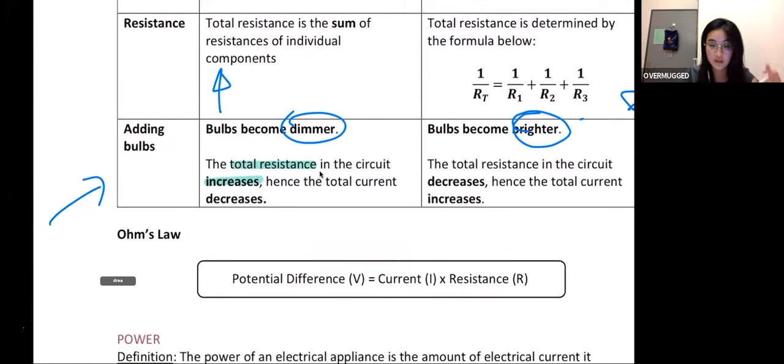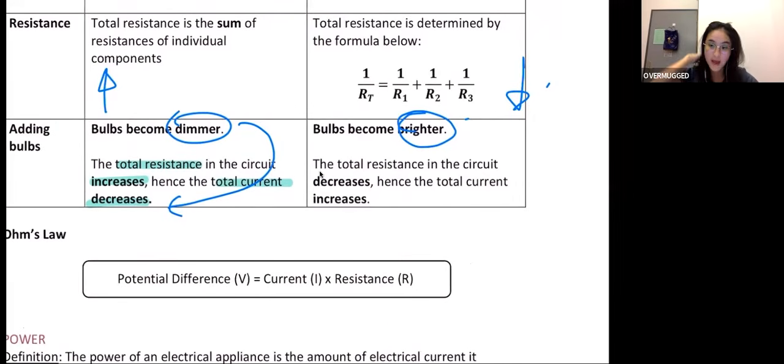Remember what's one of the first things that we mentioned today? Resistance is related to current. So resistance and current have an inverse relationship. If total resistance increases, total current will decrease, and your bulb becomes dimmer. But for parallel, if you add more branches, total resistance decreases, so total current will increase and the bulb becomes brighter. So please take note of this.